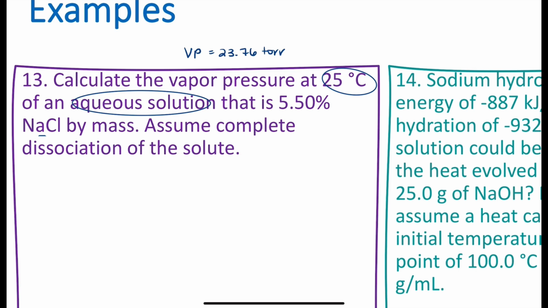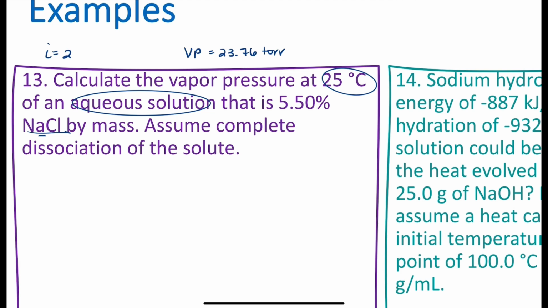So temperature is important to be able to look up the correct value, but it won't be used in further calculation. We also see that it's NaCl here, and that's important because that tells me my i value. NaCl has an i value of 2. It says assume complete dissociation of the solute, so we're going to assume the van 't Hoff factor of 2 because of the sodium chloride.